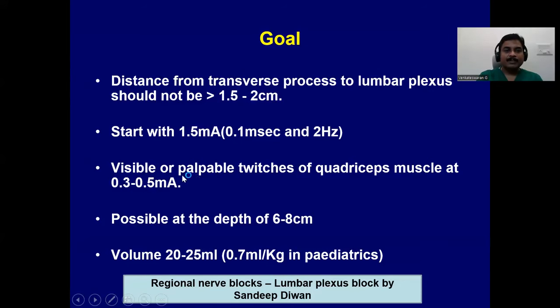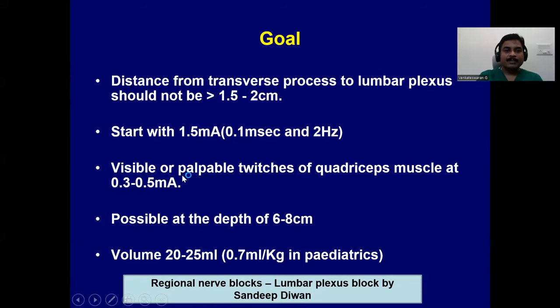Suppose instead of quadriceps, if you get a hamstring getting stimulated, then it means the needle is close to the sacral plexus. So in such a case, that means the needle is medial or caudal. It means there is a high risk of entering the epidural space. So what you have to do is immediately withdraw the needle. If you get a hamstring stimulation, you withdraw the needle and go laterally until you get a quadriceps twitch.